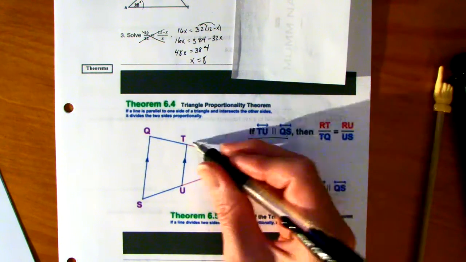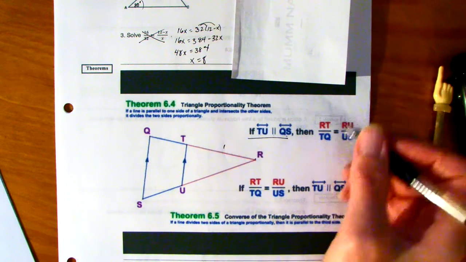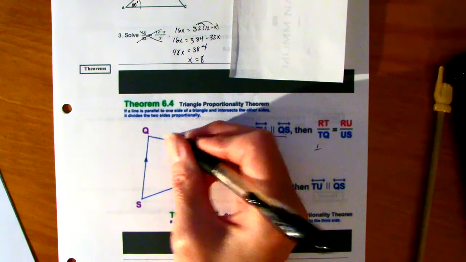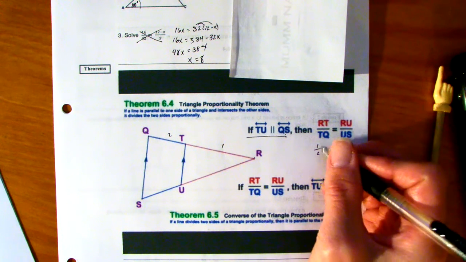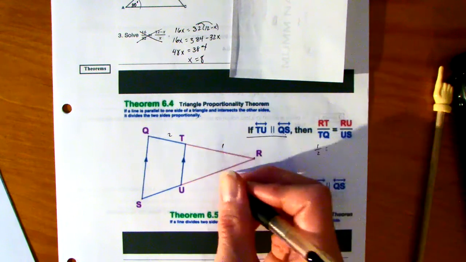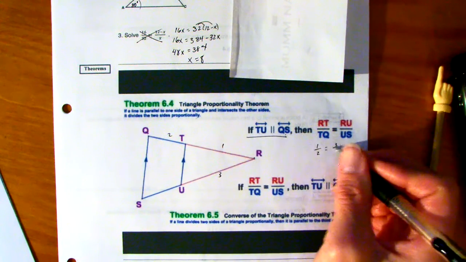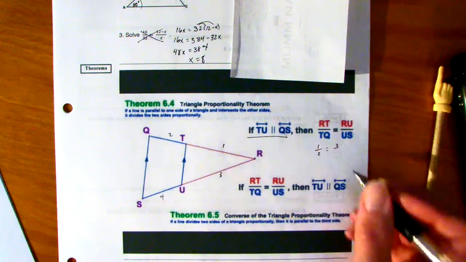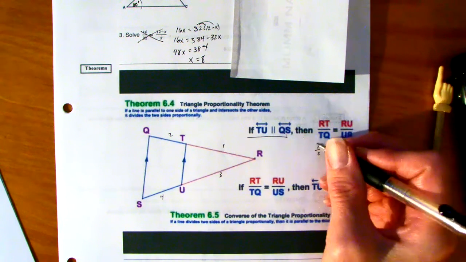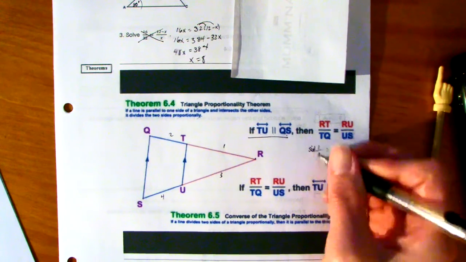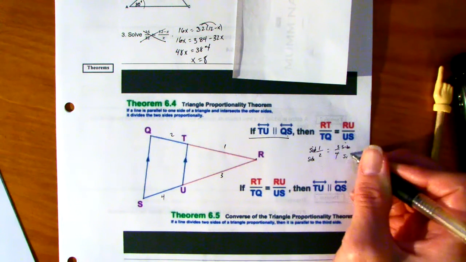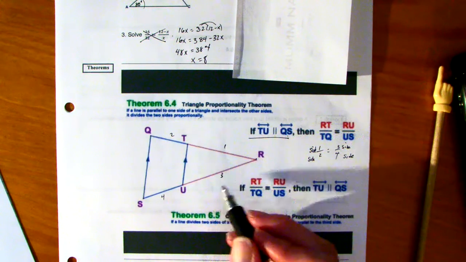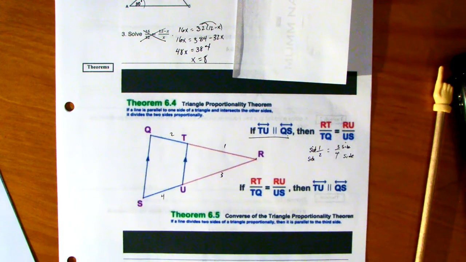Then RT, I'm going to call that 1, over TQ, we'll call that 2, is equal to RU, which is 3, over US, which is 4. I don't want you to look at these as numbers, but we'll just say side 1, side 2, etc. So just this one over this equals that one over that. There you go. Okay, now the converse of the triangle proportionality theorem.